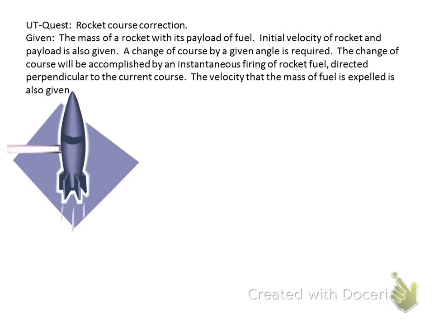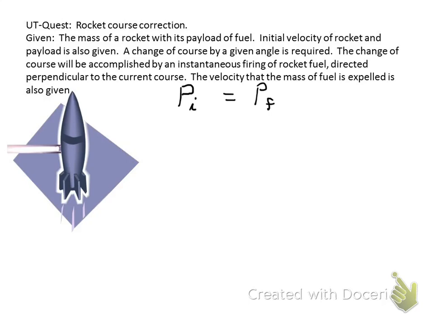Ultimately, what we're trying to do is find out how much mass we need to expel horizontally to change the course of the rocket. All right, well, this is going to be a conservation of momentum problem. Initially, I have the rocket and the fuel traveling together in one direction. Then after I fire the fuel horizontally, I've got the mass of the fuel, the velocity of the fuel, and then I have the rocket, its mass, and its velocity on a different course.